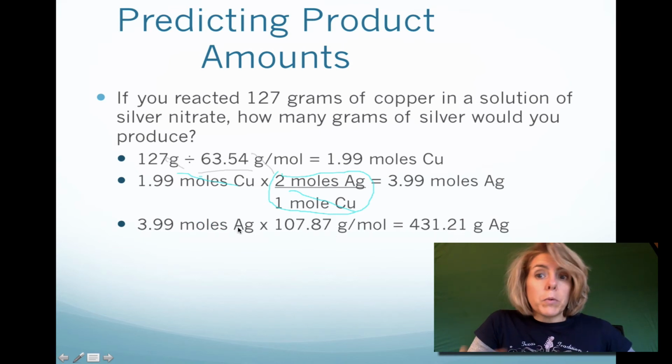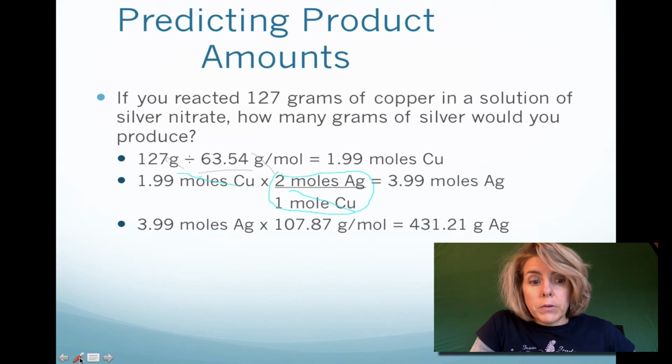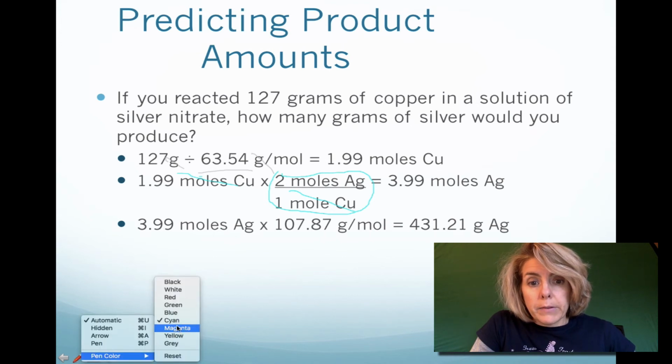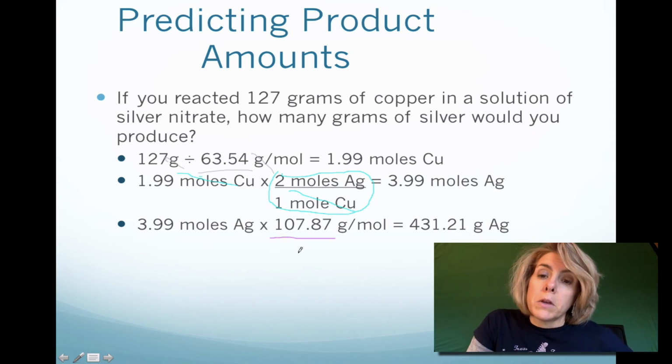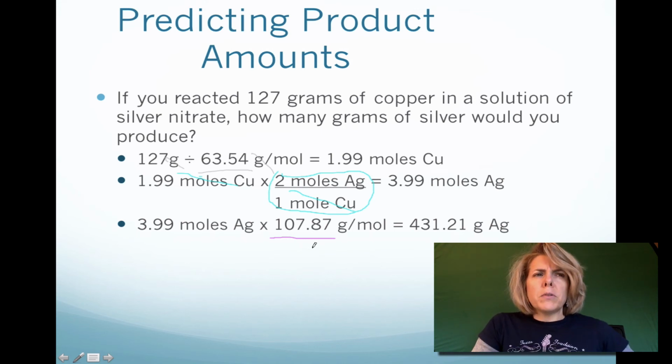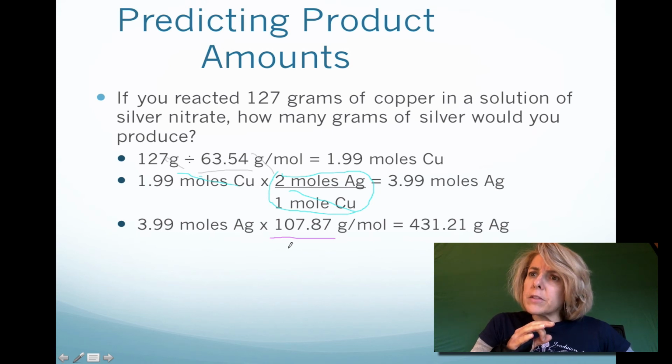Now we're not done because we want to know the mass of silver. So we take the moles of silver that we got from the last step, and all we do is multiply it by the molar mass of silver, which is 107.87 grams. So our final product mass is 431.21 grams. Please remember, with mole ratio, we're talking about taking the coefficients in front of each and just creating a fraction. That's all we're doing.